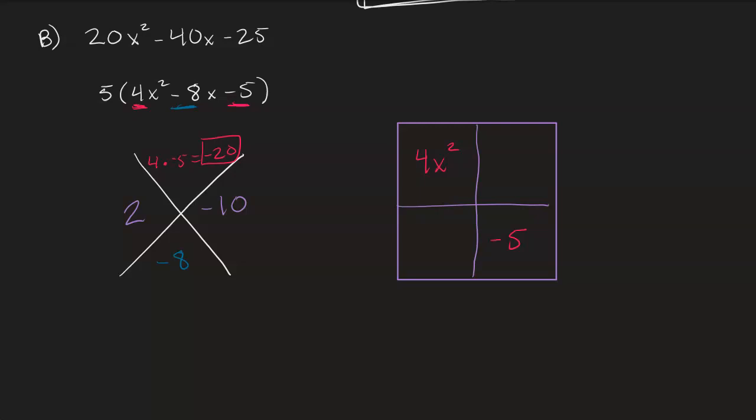And it really doesn't matter if you put, say, negative 10x here and 2x here, or you switch them. It doesn't. Okay, so for example, if I wanted to switch this up, I could put 2x here and negative 10x here. You'll still end up with the correct quantities at the end.